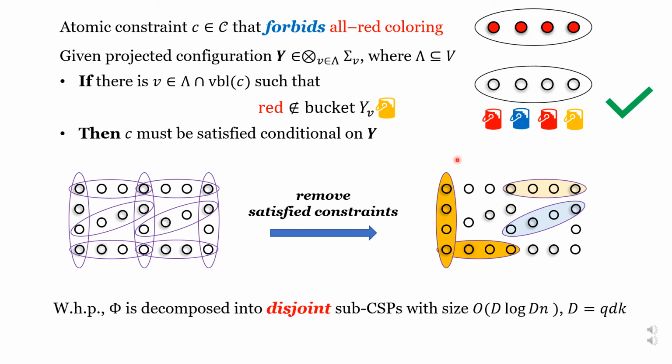Consider a constraint C that forbids all red coloring. Let Y be a projected configuration on lambda. If there is a vertex v in lambda such that the red color is not contained in the bucket Y_v, then the constraint C must be satisfied conditional on Y. In this way, we can check whether a constraint is satisfied. By removing the satisfied constraints, the original CSP will be decomposed into disjoint sub-CSPs. With high probability, these sub-CSPs are of polylog size.